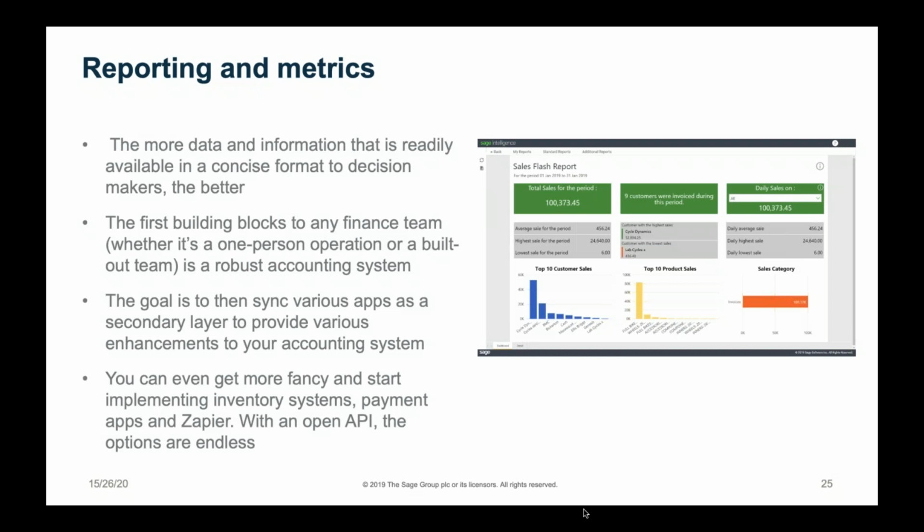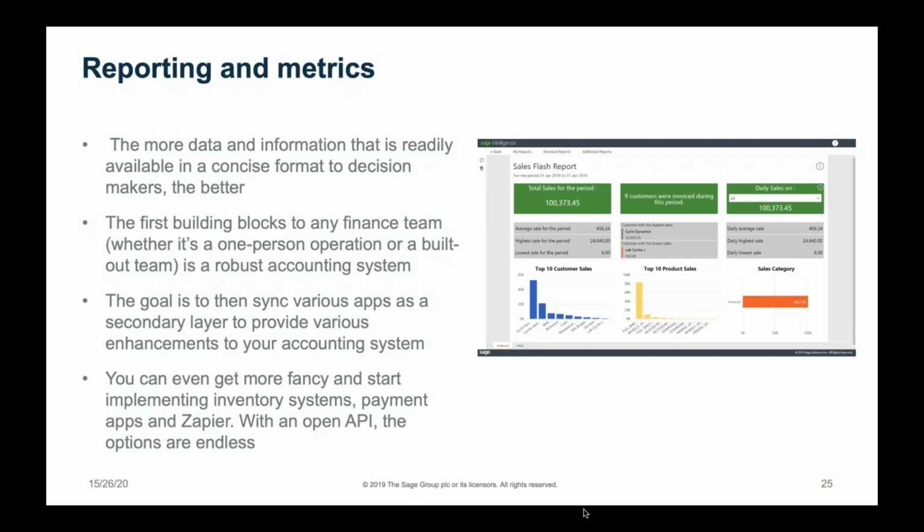Like, for example, Sage Intelligent there, we've got a sales flash report on the right-hand side. The first building block to any finance team, whether it's a one-person operation or a built-out team, is a robust accounting system. Our suggestion is a cloud-based tool like Sage. The goal is to then sync various apps as a secondary layer to provide various enhancements to your accounting system. Of course, that's dependent on your business and your business needs. Could be anything from automation over data entry, fetching out certain key documents, reporting, cash flow forecasting, etc.